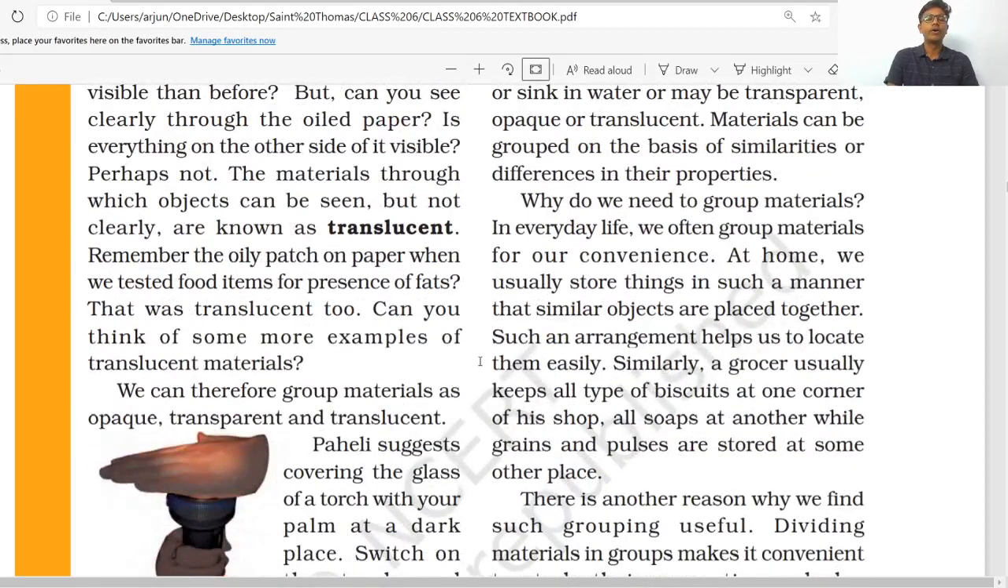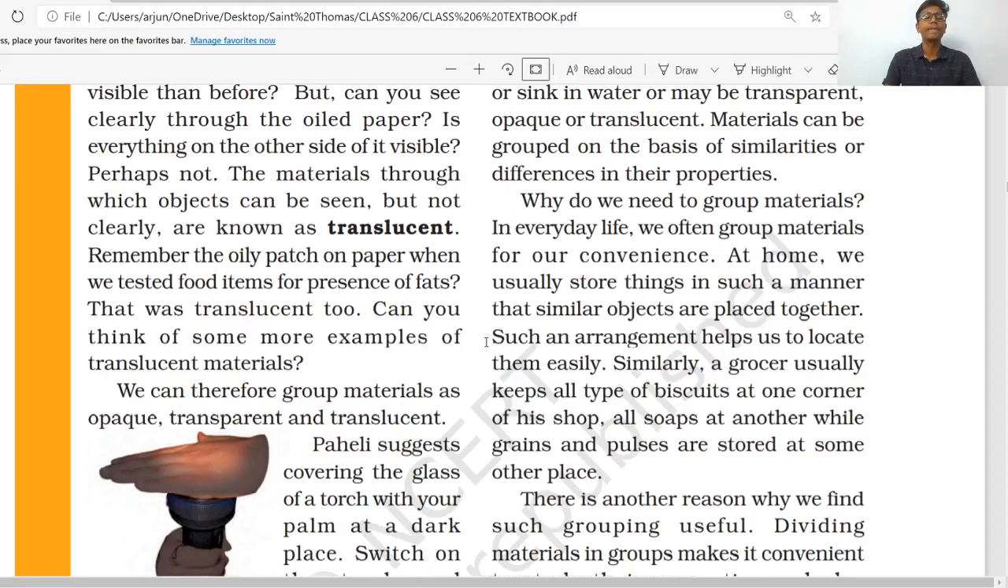Remember that oily patch on the paper when we tested food items for the presence of fats. Yes, we have seen that we put some food containing fats on the paper and then covered it. Then we see that the paper absorbs the fats. That was translucent too. The materials through which objects can be seen but not clearly are known as translucent materials. Can you think of some more examples of translucent material?